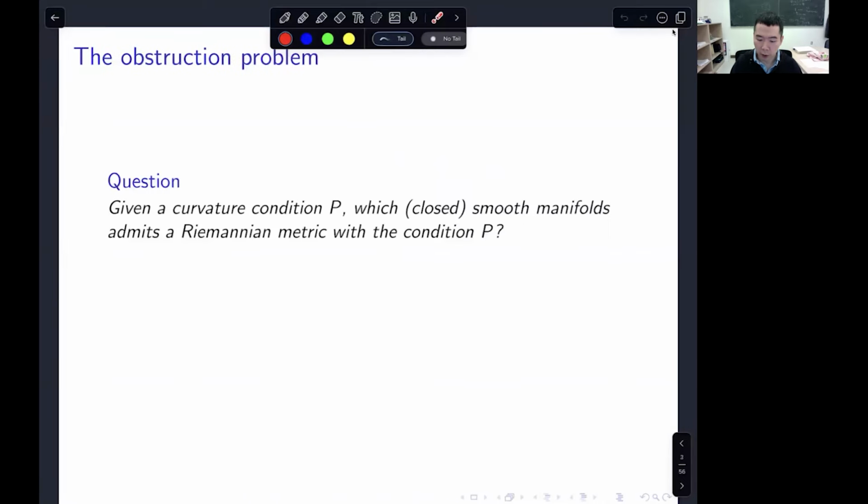One type of question in differential geometry is to understand the so-called obstruction problem of curvature. The general theme is that you're given a curvature condition, and we ask which smooth manifolds admit a Riemannian metric with this kind of condition, where specifically you can require the manifold to be closed or complete generally.